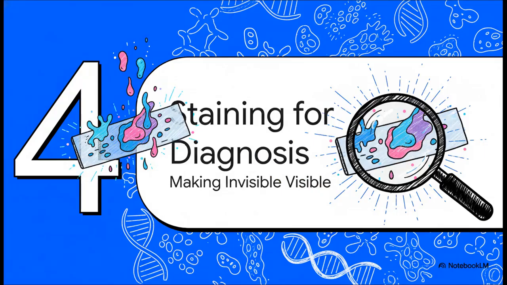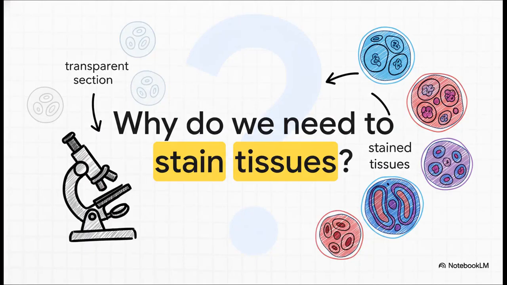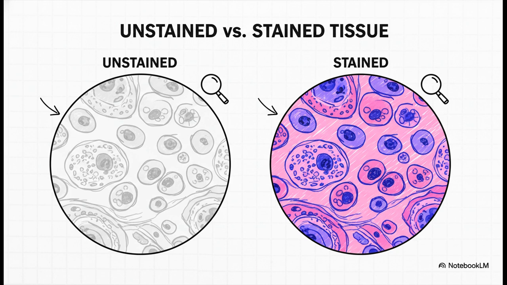So we have our perfect, ultra-thin slice of tissue floating in a water bath, and we've mounted it on a glass slide. But there's one big problem. It's basically transparent. To see anything, we have to make the invisible visible. We need to add some color. So you might be wondering, why do we have to stain it at all? Why can't we just look at the tissue the way it is? Well, the answer is pretty simple. Contrast. Without any stain, that tissue under a microscope would just look like a uniform, dull gray haze. Staining is what makes all the different cellular structures pop.